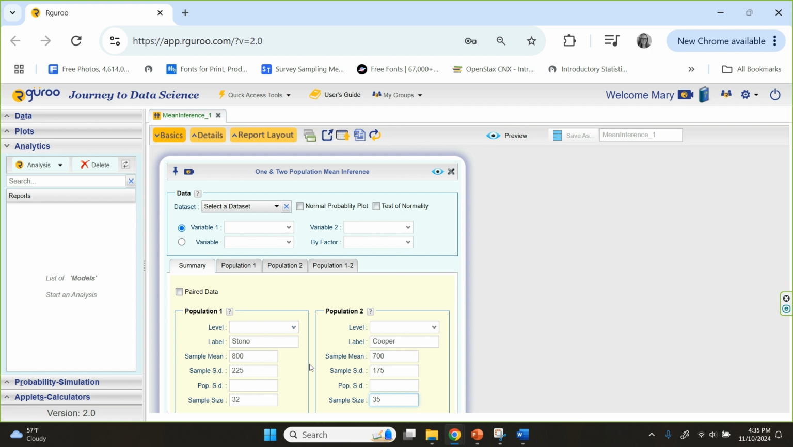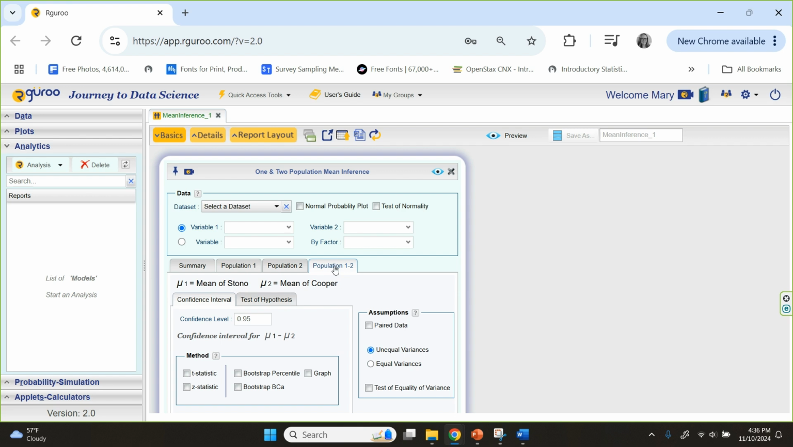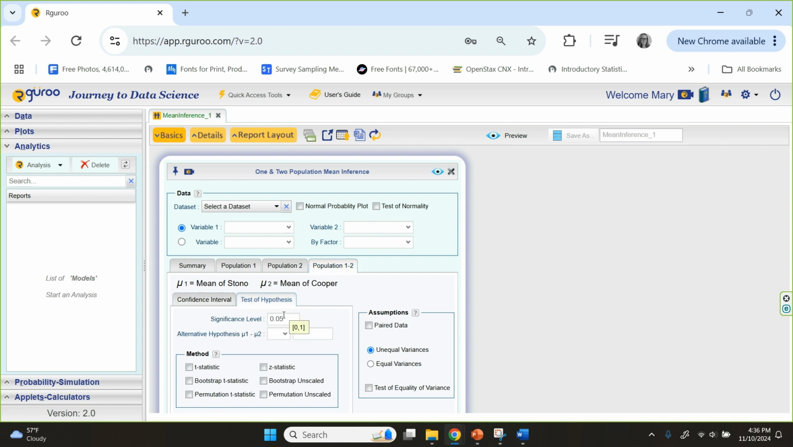So it needs to know the summarized evidence we have here. That's the tab summary. Now I'm going to go all the way over to population 1-2 because I want to be able to do a hypothesis test using both groups. So we're going to also, you can see it has identified Stono as group 1, Cooper as group 2. I'm going to go to hypothesis test here, this tab. Throw in my significance level.